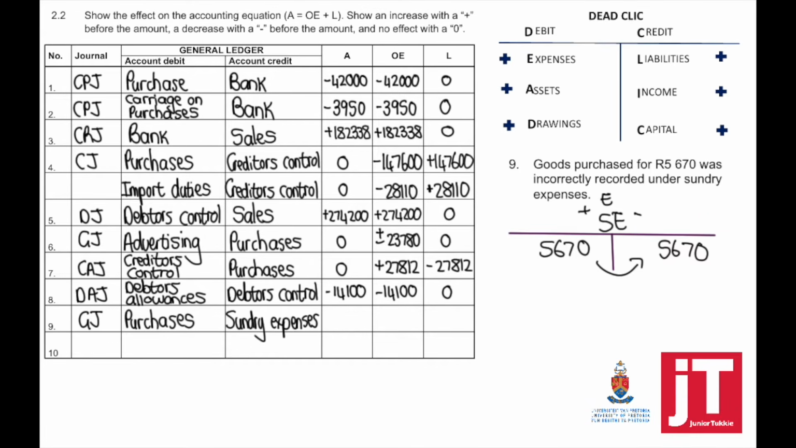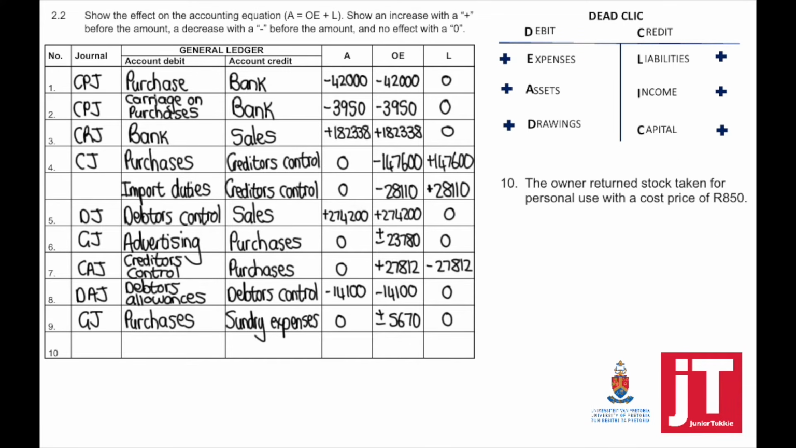Account credited, sundry expenses, both is classified as an expense, which means if my expense increase, it will have a negative effect on the owner's equity. If the expense decrease, it does have a positive effect on the owner's equity. Nothing with your liabilities.